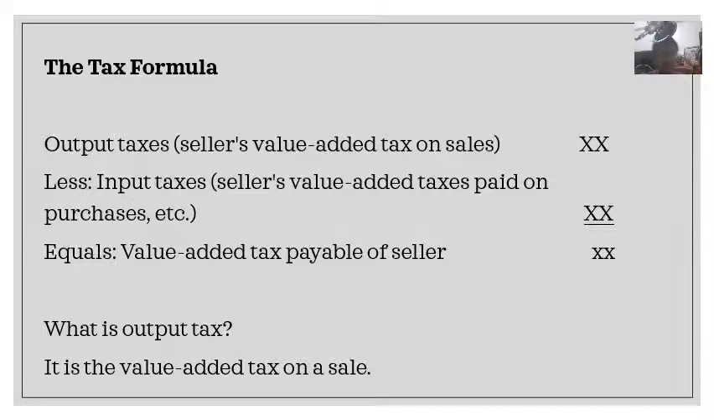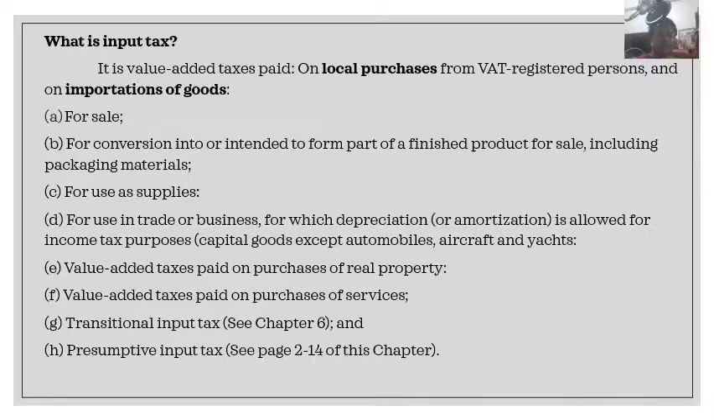What is output tax? Sinabi na natin kanina, nandun sa formula. It is the VAT on sale of goods and services. So, ulitin natin. Para ma-determine kung magkano yung i-remit mo sa BIR, na VAT payable mo sa BIR, kukunin mo lang yung output tax, tapos ibabawas mo yung input tax. So, yung output tax, yun yung VAT on sales, VAT on revenue. And hindi pa yun ang i-remit mo sa BIR. Kailangan mo ding i-determine, mag-compute ng iyong input taxes.